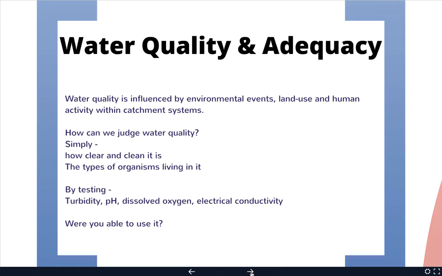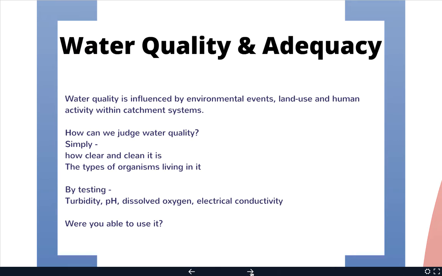Water quality, there's a number of things that influence what the quality of water is in an area. Environmental events, land use and human activities within the river systems. Sure, we've all seen some of these on some of the trips so far.